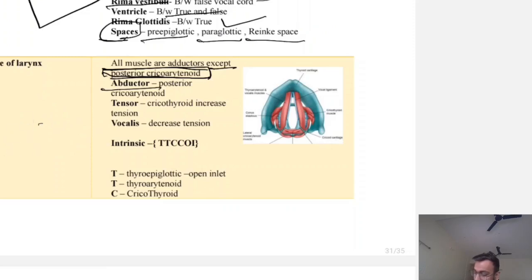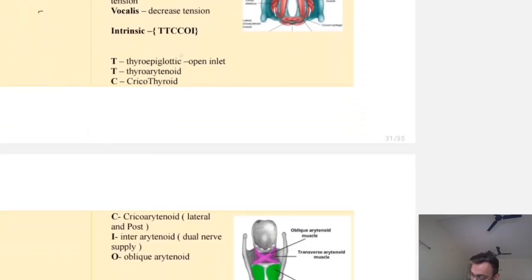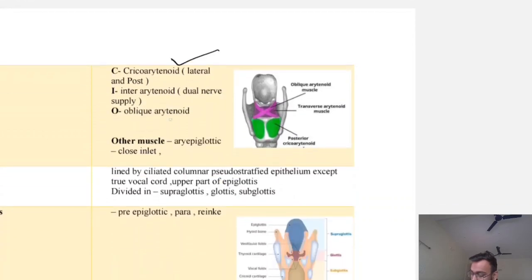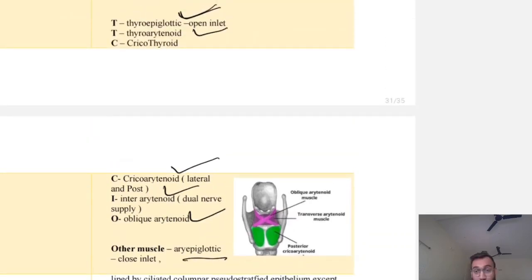Now the various intrinsic muscles, thyroepiglottic. If thyroepiglottic, so obviously it opens the inlet. Thyroarytenoid, cricothyroid. Okay. Cricoarytenoid, inner arytenoid, and oblique arytenoid. Okay. And the other muscle is aryepiglottic, which closes the inlet. So the muscles which have epiglottis attached with the name are used in opening and closing the inlet. So the muscle which is thyroepiglottic opens the inlet, and closing the inlet is by aryepiglottic. Okay.